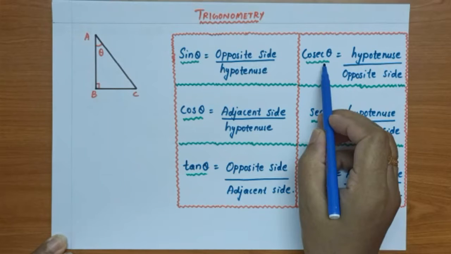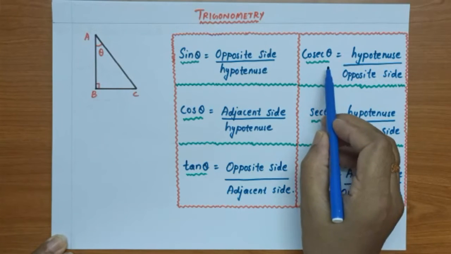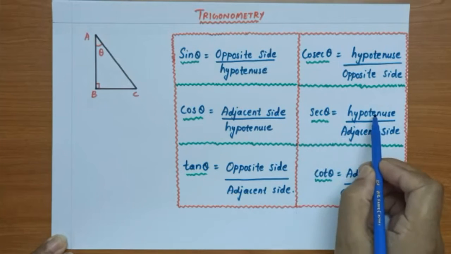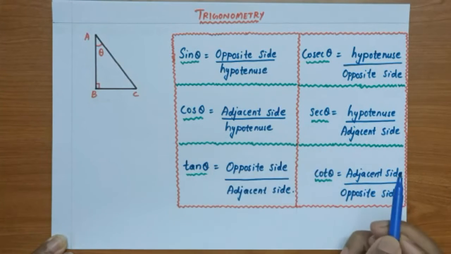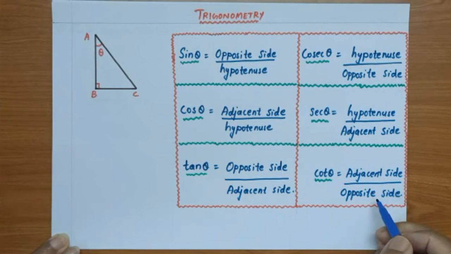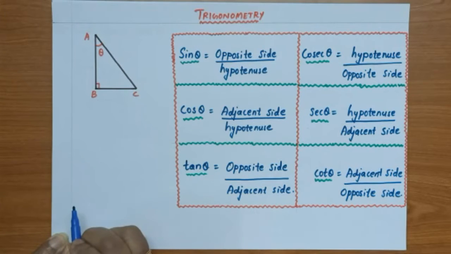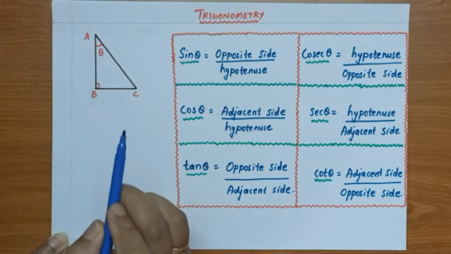Then cosec theta equal to hypotenuse by opposite side. Cosec theta is inverse of sin theta. Sec theta equal to hypotenuse by adjacent side. Sec theta is inverse of cos theta. Cot theta equal to adjacent side by opposite side. Cot theta is inverse of tan theta. Here theta is representing the angle measurement.